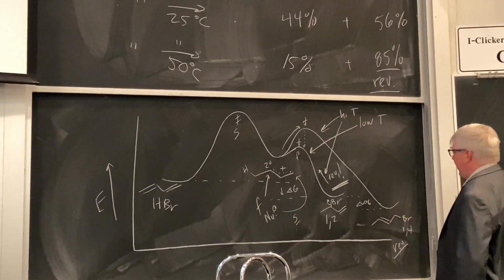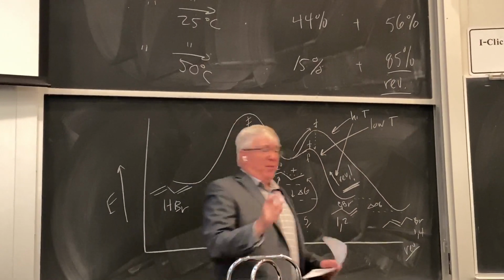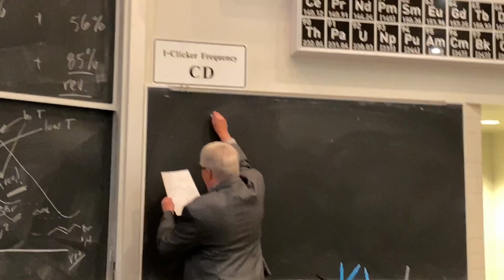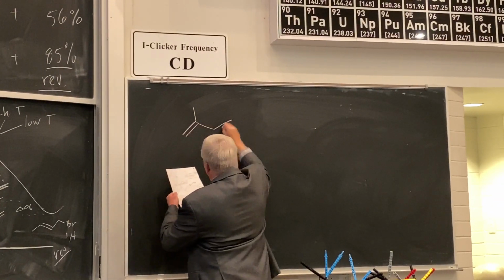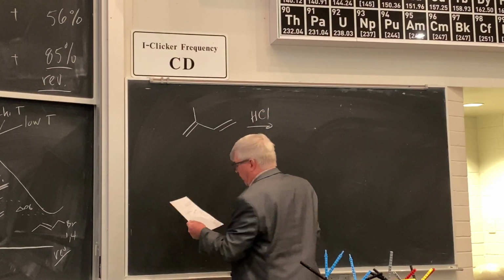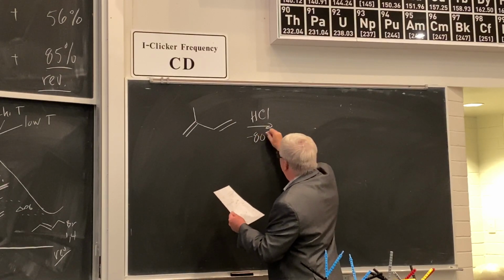Okay. Now, let's do a group activity here. If you could move over to the sideboard briefly, let me draw a reaction here. We're going to do a group reaction with isoprene. And we're going to have HCl here adding to the isoprene. We're going to have to draw the products. And the first scenario we're going to do is minus 80 degrees.